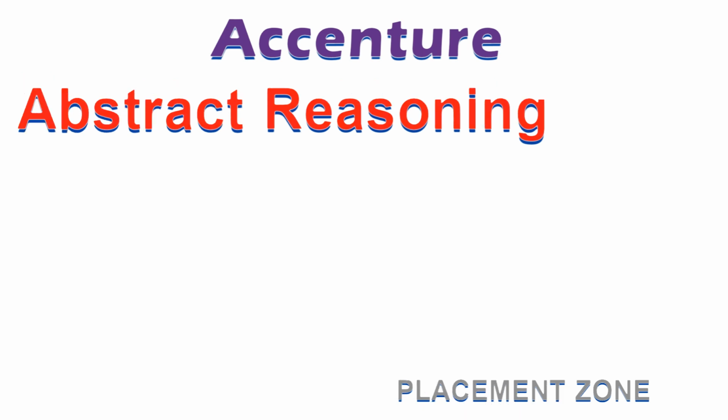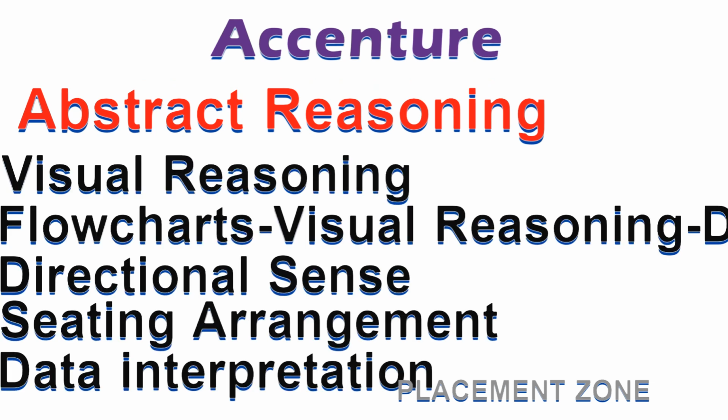The third and last section is abstract reasoning. In this section, you will see visual reasoning questions, flowcharts, data interpretation, directional sense and sitting arrangements. For this section, you don't need any preparation, just use common sense. What is the meaning of data interpretation? Graphs, pie charts, bar graphs, tabular forms and similar questions are asked in data interpretation, and some questions come from sitting arrangements.